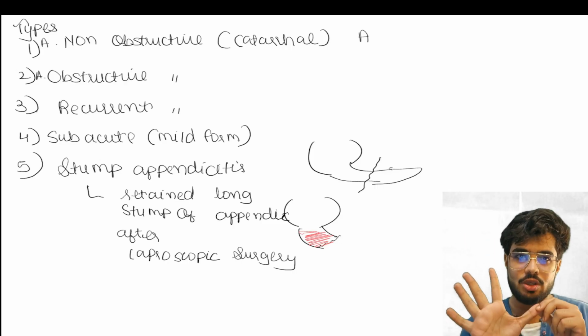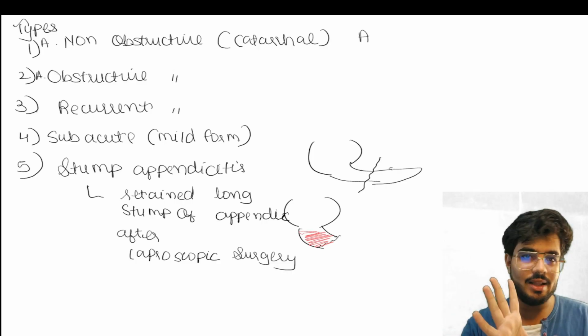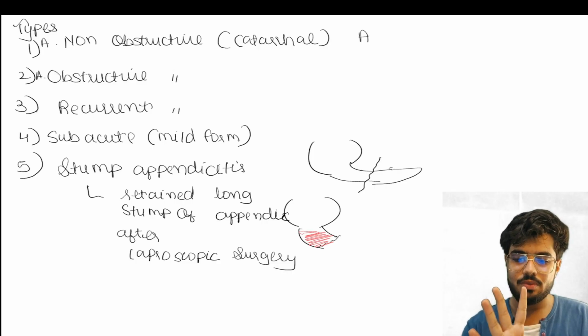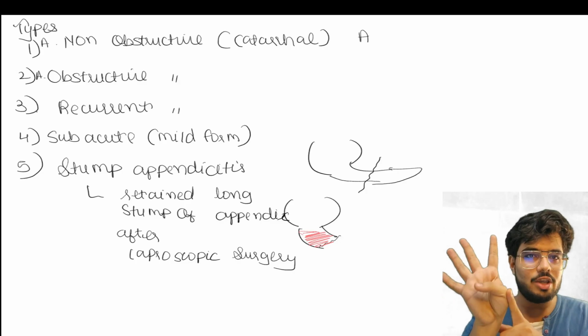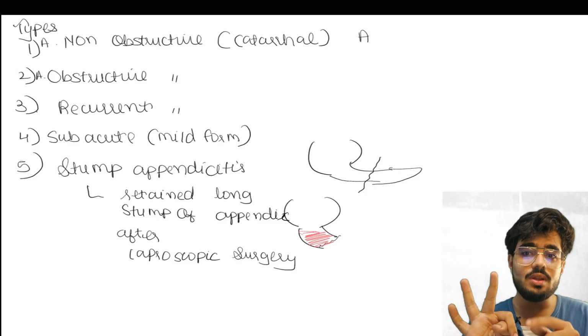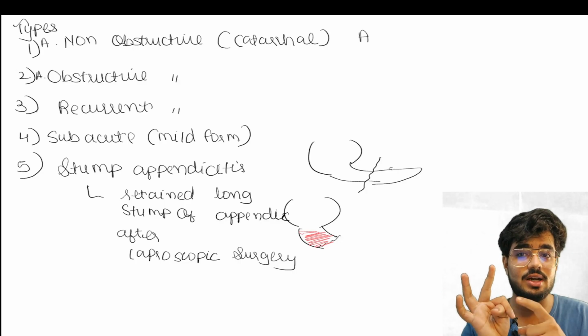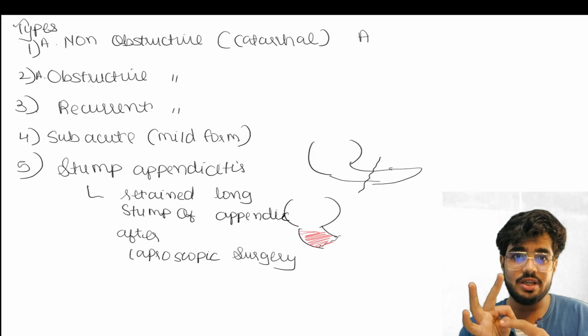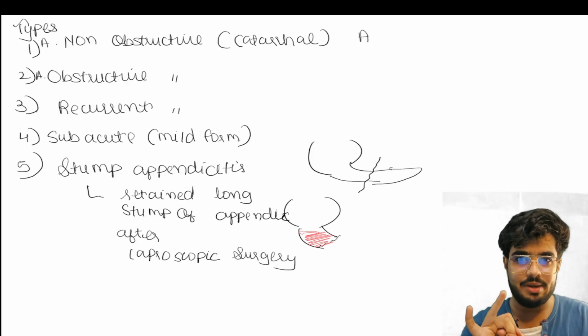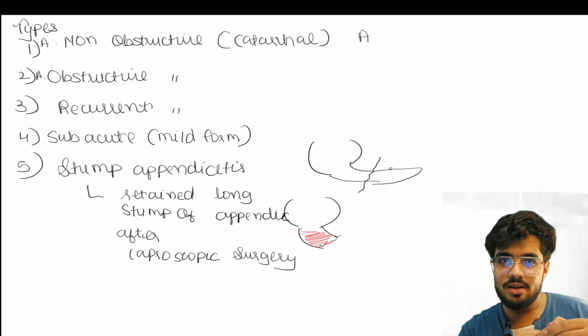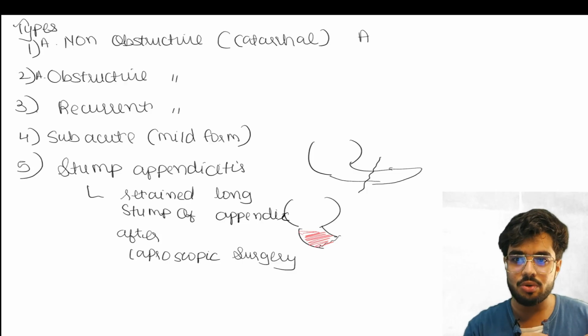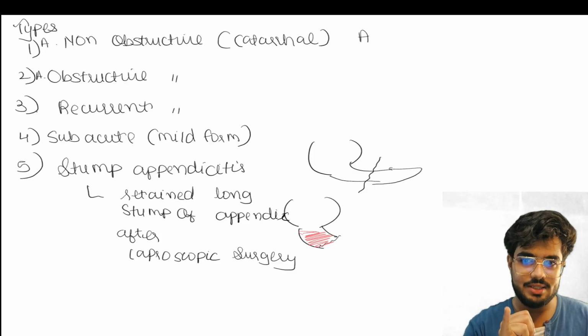First is acute non-obstructive appendicitis, catarrhal appendicitis, हमने जो पहले बोला था वो, which eventually leads to acute obstructive appendicitis. If we don't treat a non-obstructive, it can recur. We call it recurrent appendicitis. We have a milder form, इसमें जितना पेन एंड इतना प्रोग्रेशन होता नहीं है, we call it subacute appendicitis.